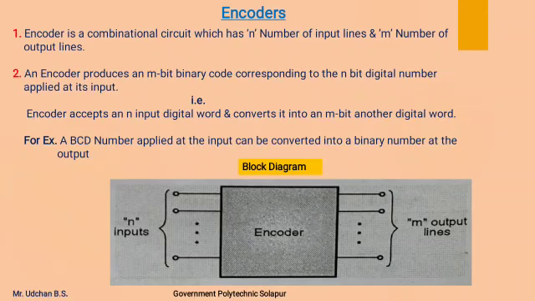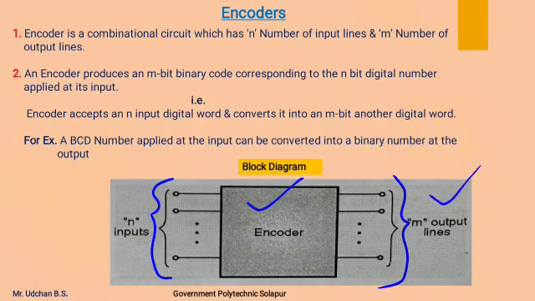An encoder is a combinational circuit which has n number of input lines, and m number of output lines. This is the block diagram of an encoder. An encoder produces an m-bit binary code corresponding to the n-bit digital number applied at its input. That is, the encoder accepts an n-bit digital word and converts it into another m-bit digital word.